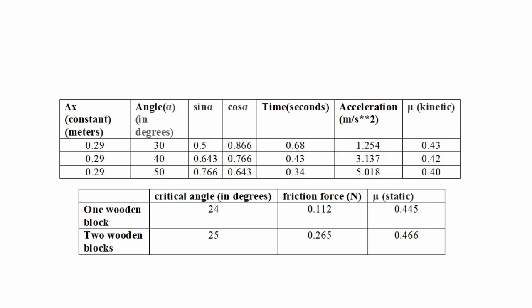As a final result, when you compare the two tables, we can easily see that even if there is some error due to the person who made the measurements and also the used equipment, the static friction coefficient was always greater than the kinetic friction coefficient.